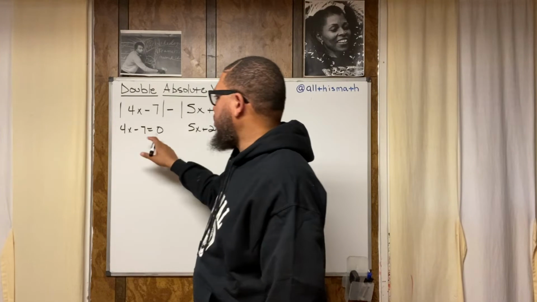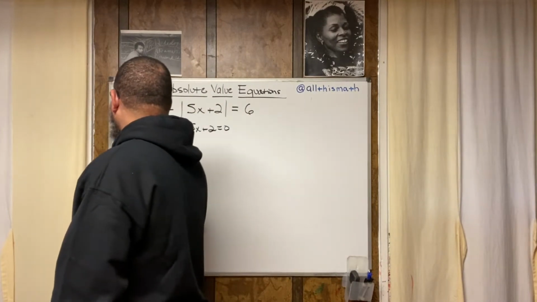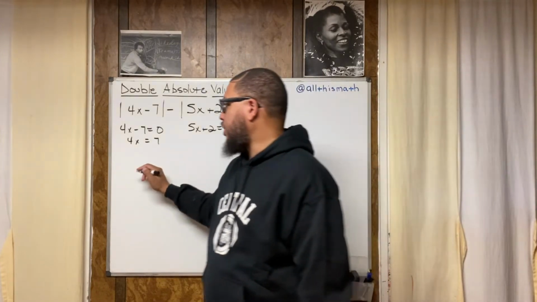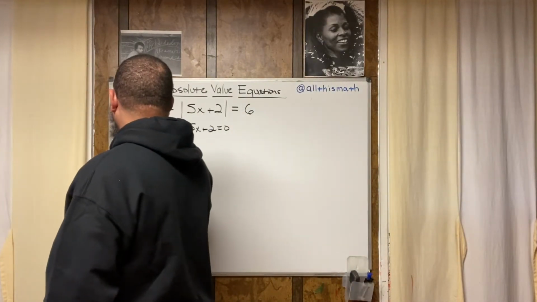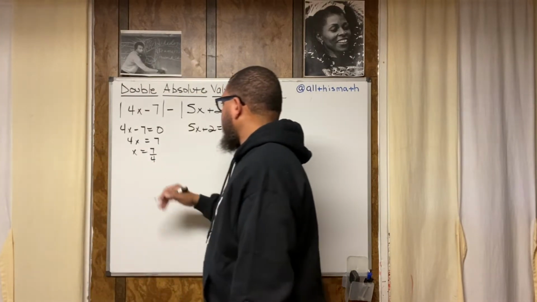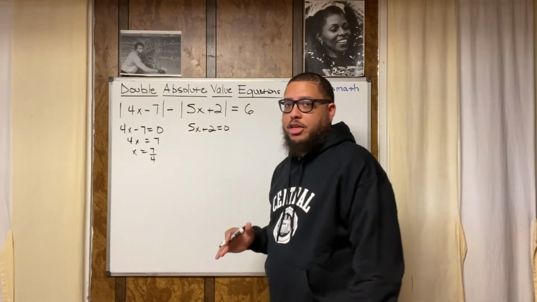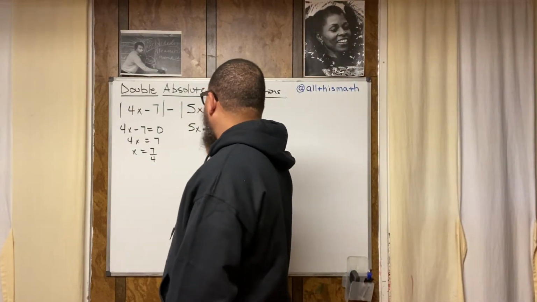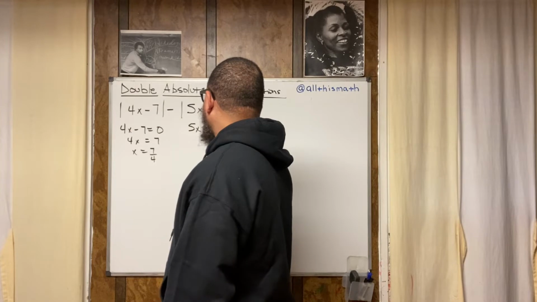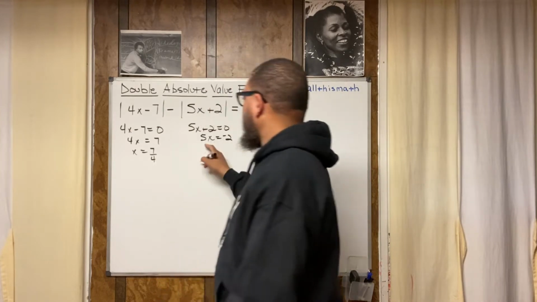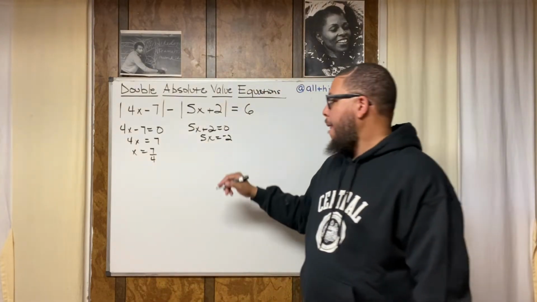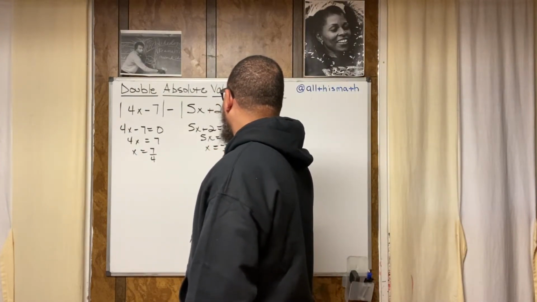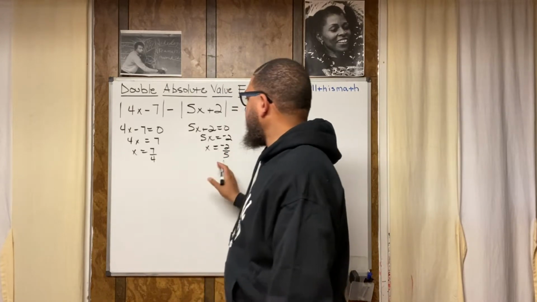We add 7 on both sides, which gives us 4x equals 7. Then we divide by 4 on both sides, which gives us x equals 7/4. So that's one of our turning points. Then over here, 5x plus 2 equals 0. We subtract 2 on both sides, so we get 5x equals negative 2. Then we divide by 5 on both sides, so we get x equals negative 2/5. So these are our two turning points.